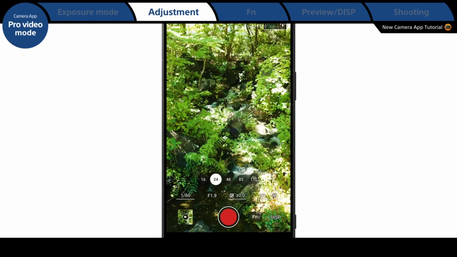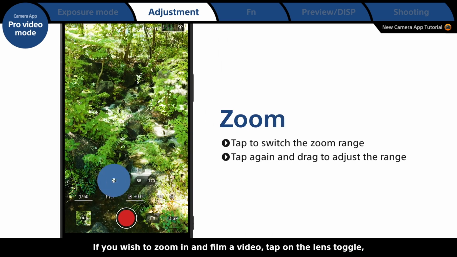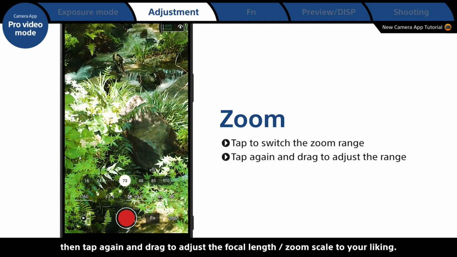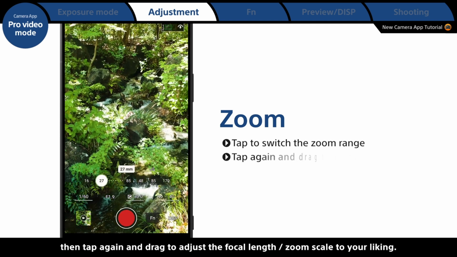The exposure, shutter speed, and ISO settings can be adjusted by tapping at the bottom of the display. If you wish to zoom in and film a video, tap on the lens toggle, then tap again and drag to adjust the focal length or zoom scale to your liking.